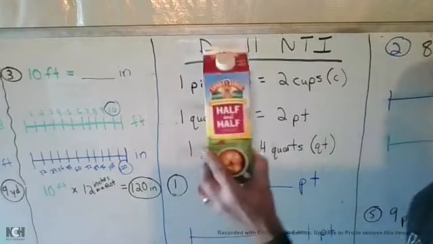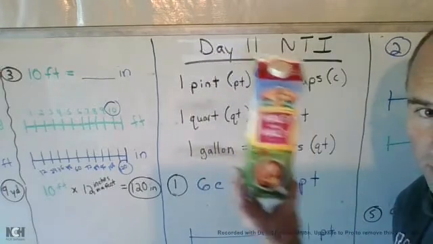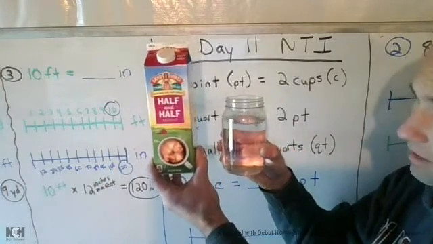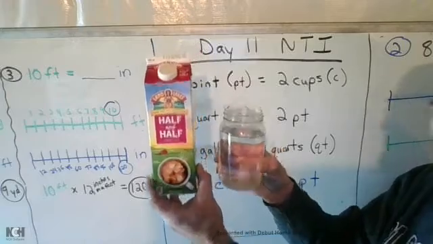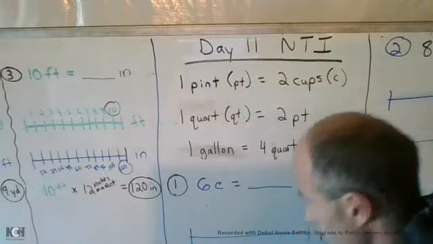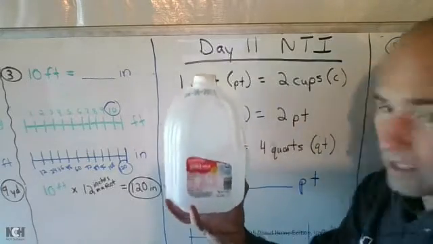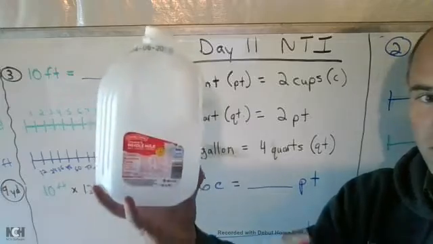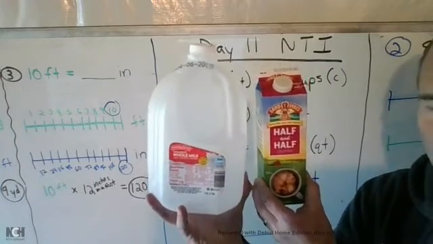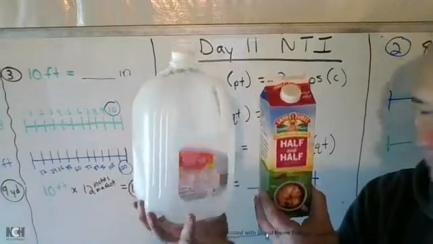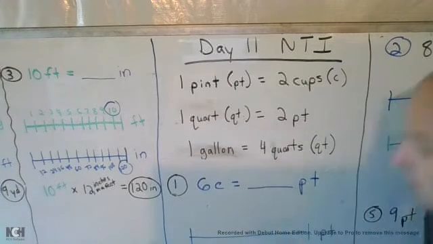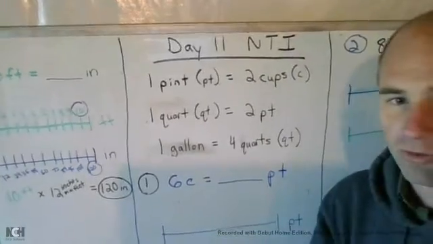1 quart is going to make you 2 pints. You can kind of see that, right? If you were to stack them on top of each other. And lastly, 1 gallon will give you 4 quarts. Yeah, I could see that fitting in there. Yep. All right. So with all that being said, let me do one for you.